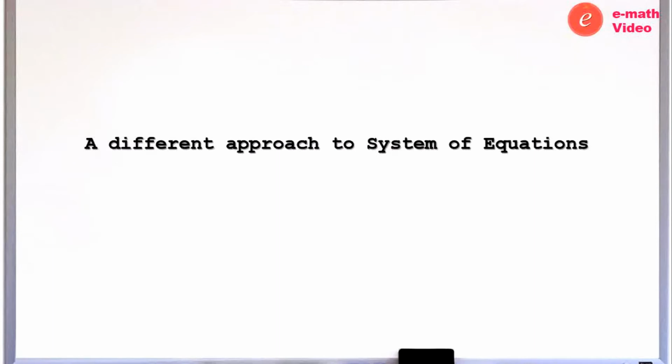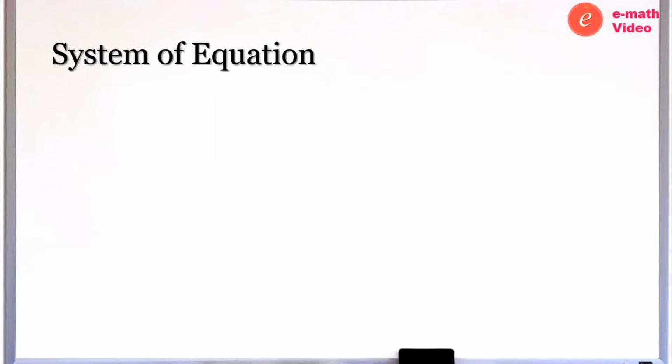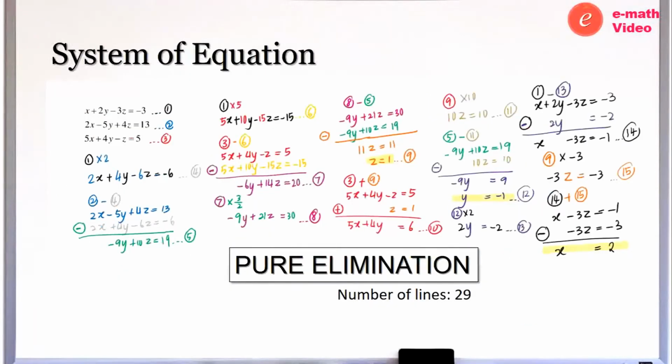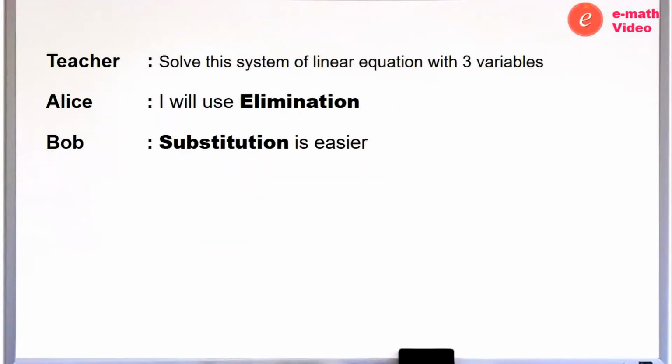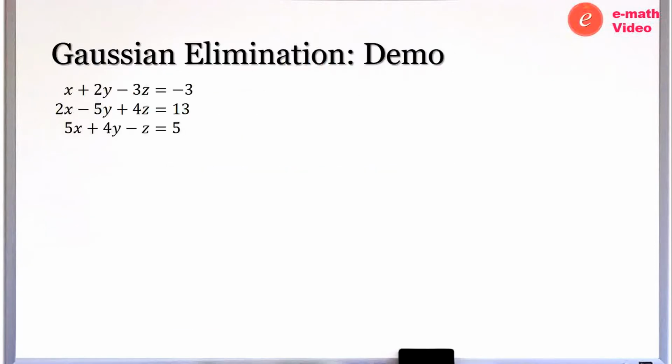Today, we will try a different approach to system of equations by using Gaussian Elimination. To solve system of equations, have you ever gotten frustrated by doing all that hell-long pure substitution? Or watching a 3 hours movie using elimination method? What if I tell you there is another method to solve those system of equations, which is the origin of those two methods? We will start with a demo.